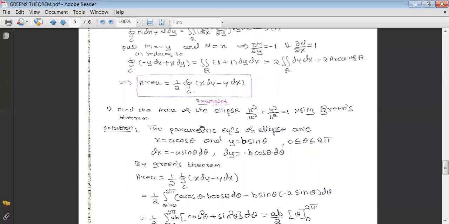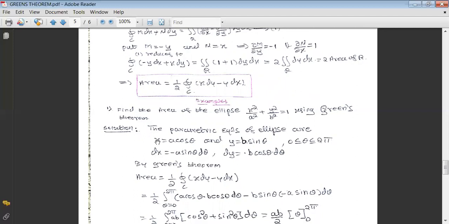Now let us go with a simple example, that is, find the area of the ellipse x square by a square plus y square by b square equals 1 using Green's theorem. Okay, and this is the ellipse, and the parametric equations of the ellipse are x equal to a cos theta and y equal to b sin theta, and theta varies from 0 to 2 pi. That is, the variation is 0 to 360 degrees.